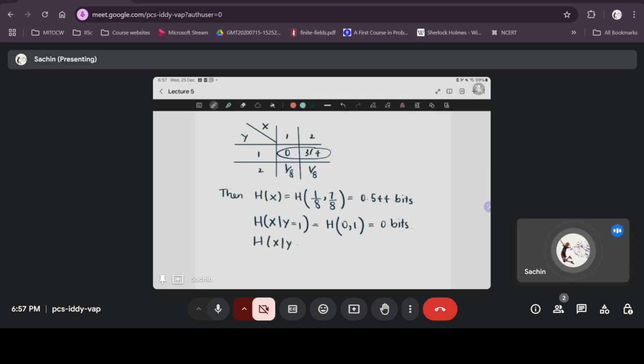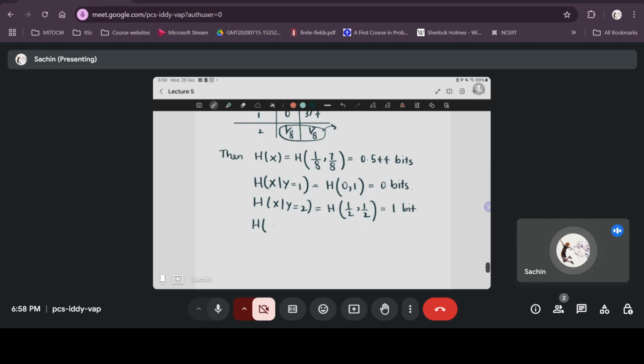Similarly, h of x given y equals 2: given y equals 2, x has that distribution. So we have to normalize that. We normalize it by dividing by 1 over 4, which is the sum of all the entries, 1 over 8 plus 1 over 8 is 1 over 4. So it's the entropy of the distribution half comma half, which is nothing but 1 bit.